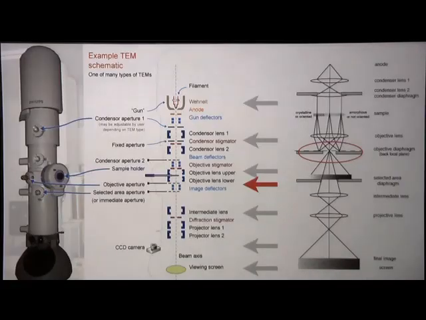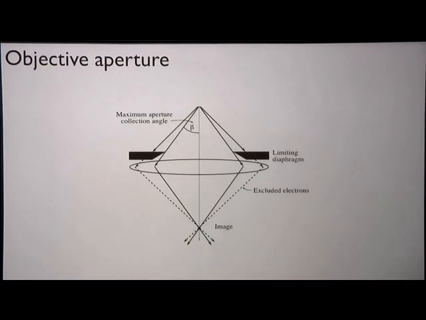So we've used our objective lens. We made this beautiful image with it. Now what are we going to do with it? So we're coming down underneath the sample now. And the first thing we're going to talk about is the objective aperture. So what's an objective aperture? Remember that an aperture is just something that limits the angles of rays that go through a lens.